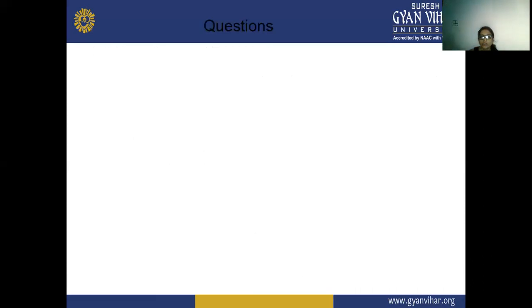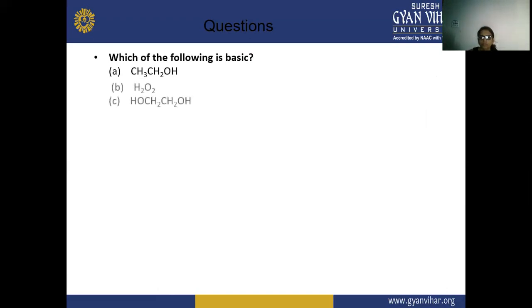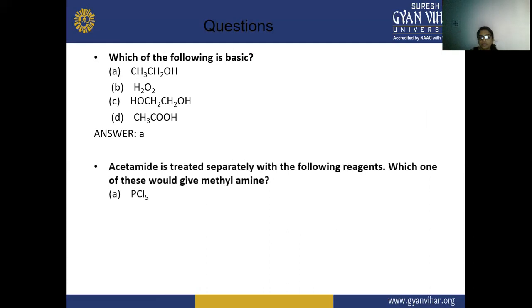Next are the questions. Which of the following is basic? The basic one is the first, CH3CH2OH. Next, acetamide is treated separately with the following reagents. Which of the following is formed? NaOH plus Br2.